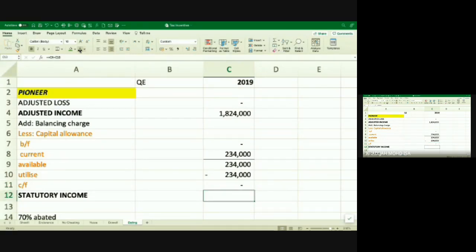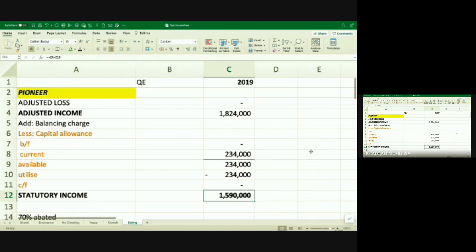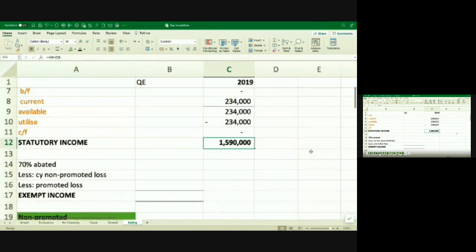So how much is your statutory income? Your statutory income is your adjusted income minus the CA that you utilize. In this case, how much is your adjusted income? 1,590,000, right? That's how you compute your statutory income. Because it's a pioneer status, from the statutory income, 70% is abated. So you just compute how much is 70% of your SI. 70% is 1,113,000. So far, so clear?